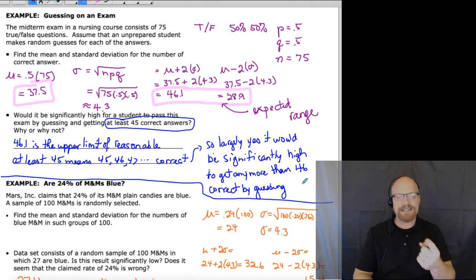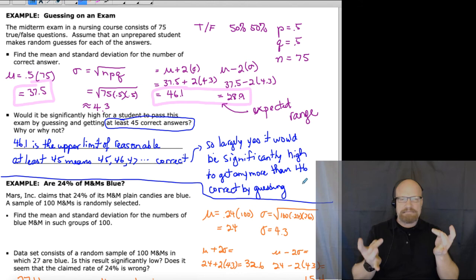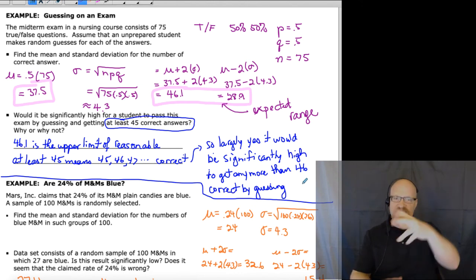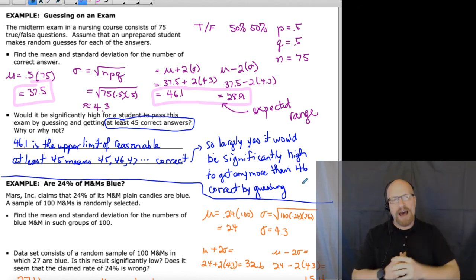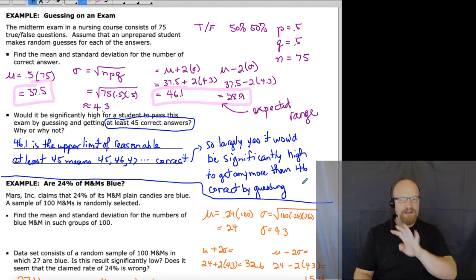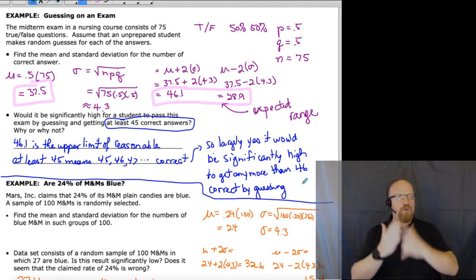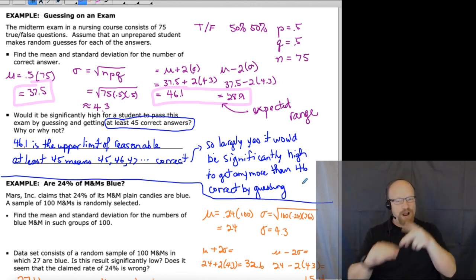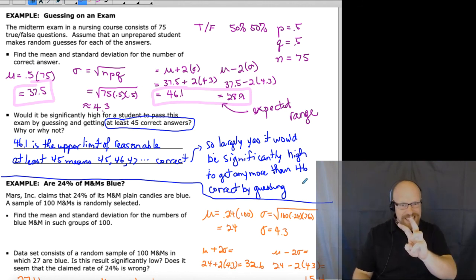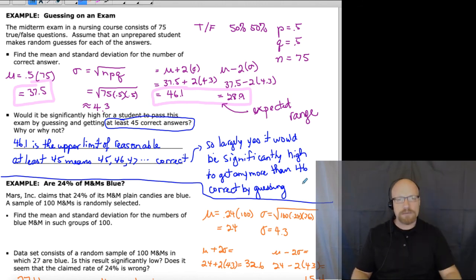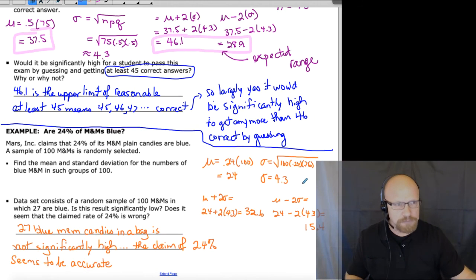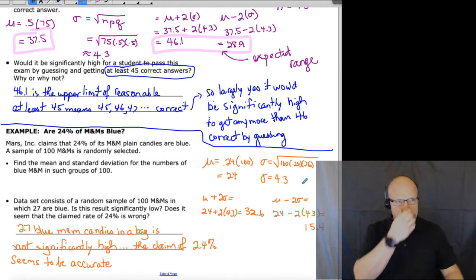So the question says at least 45. A little difficult because 45 is within the range. So to expect to get at least 45 really is not reasonable because 45 is the upper limit of what you should expect. 46 is where it cuts off. Over 46, it's not reasonable to expect that you get that many right if you're really guessing on each one.